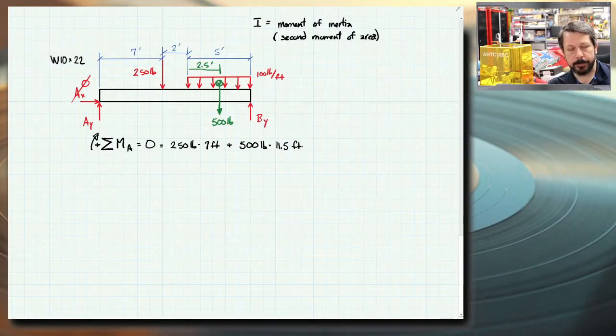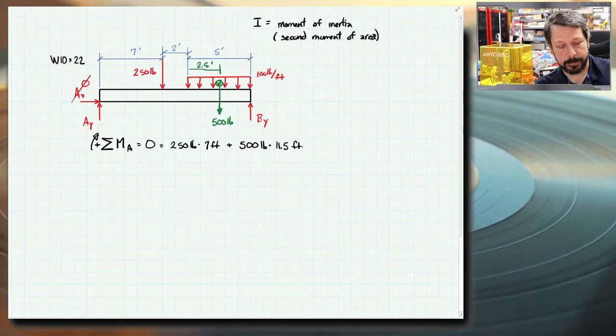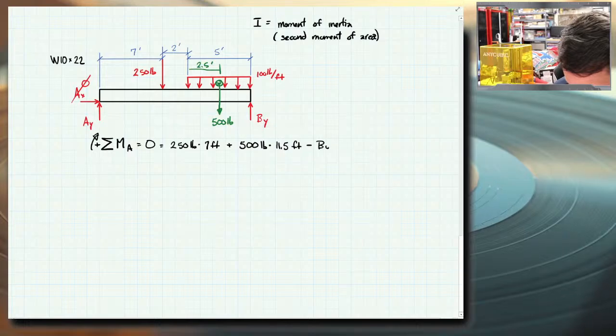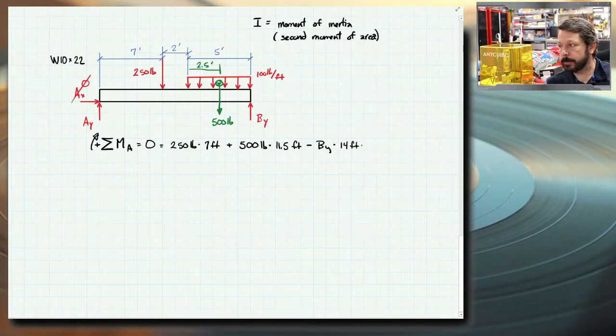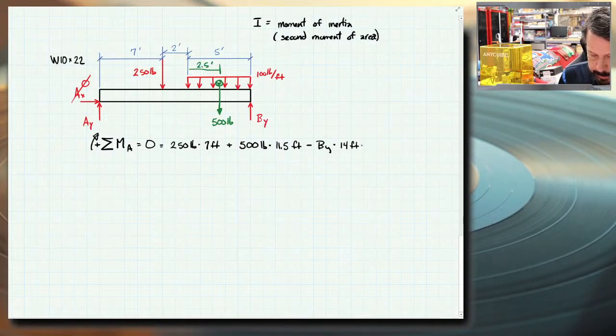And then I've got BY, so that part takes care of the distributed load. BY, the way I drew it, goes counterclockwise around point A. It would make the beam rotate counterclockwise about point A. So minus BY, and it has a moment arm of 14 feet, 7 plus 2 plus 5. Let's do it the same as I did all the others. These all have to add to 0, or else the beam is somehow spinning around point A, which I know it shouldn't be doing. Therefore, we should be able to solve for BY.